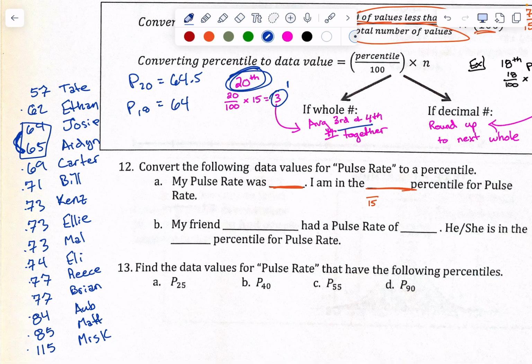So only 6 people are less than me? Yes. 1, 2, 3, 4, 5, 6. So you and Kenzie and Mallory should be the same percentile, because there are only 6 people lower than you.